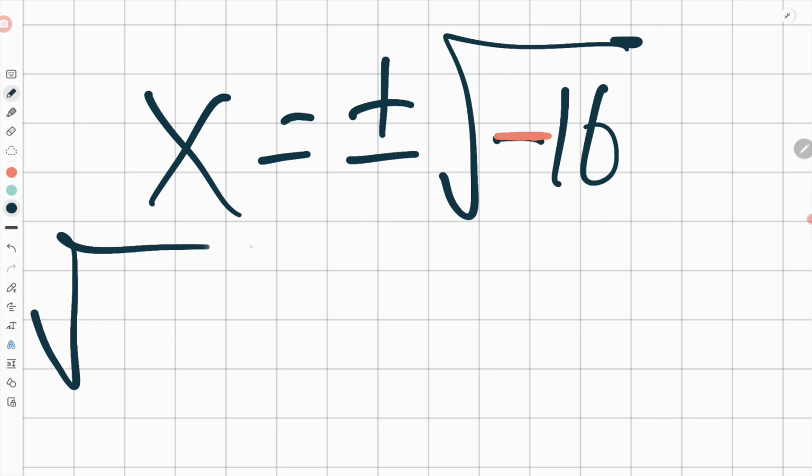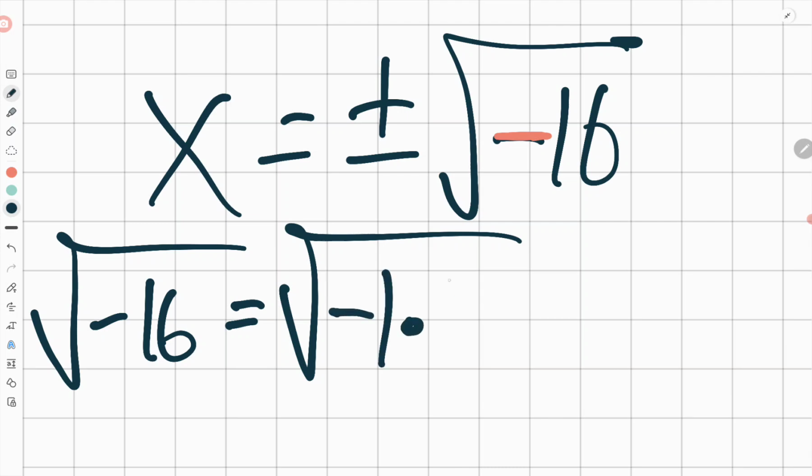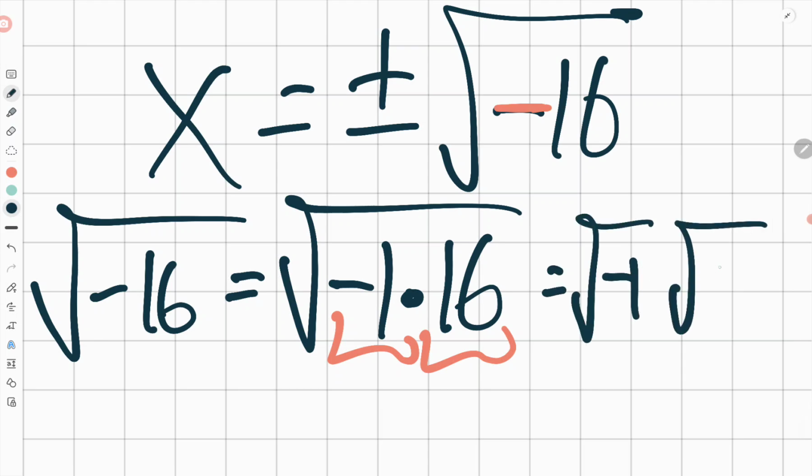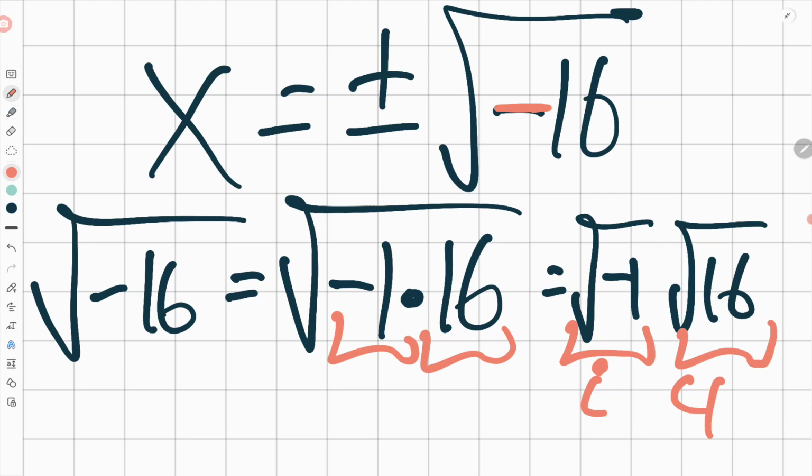So I will do this. I'm going to focus on this expression. The root of negative 16 is the root of negative 1 times 16. I'm separating the negative 1 because then I can use a basic property of roots that allows me to write this further as the root of negative 1 separate from the root of 16. Why do we want to do that? Because this quantity is i and this quantity is 4. So we end up with i times 4.